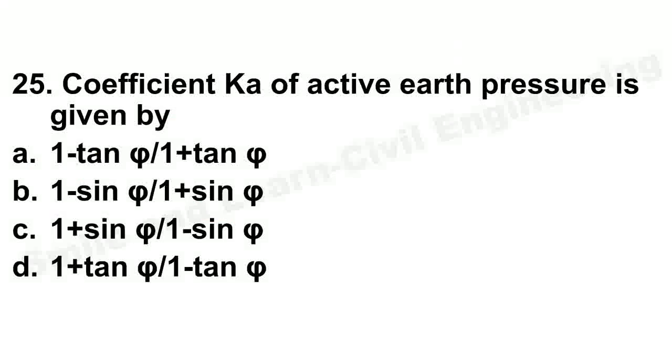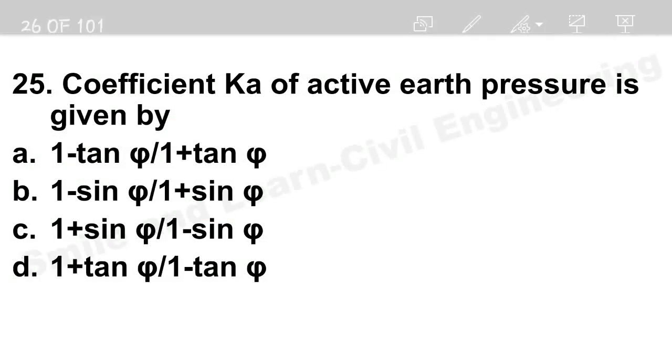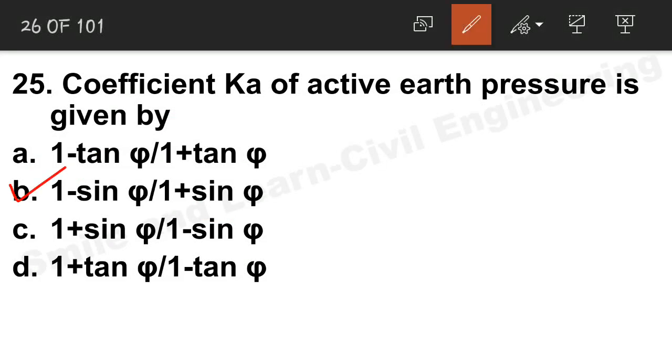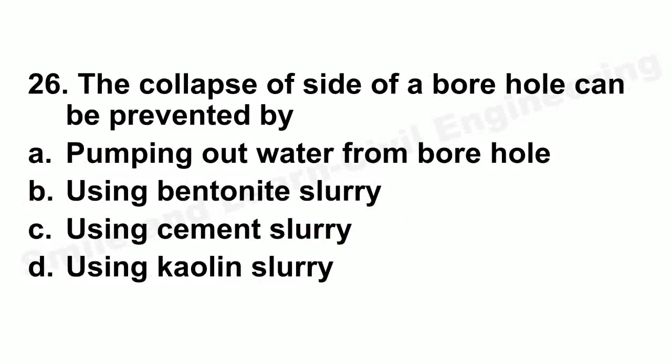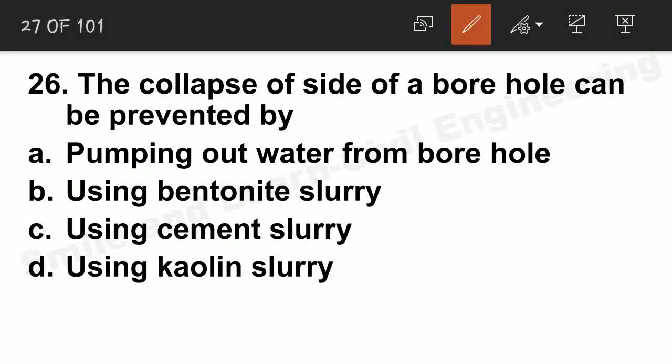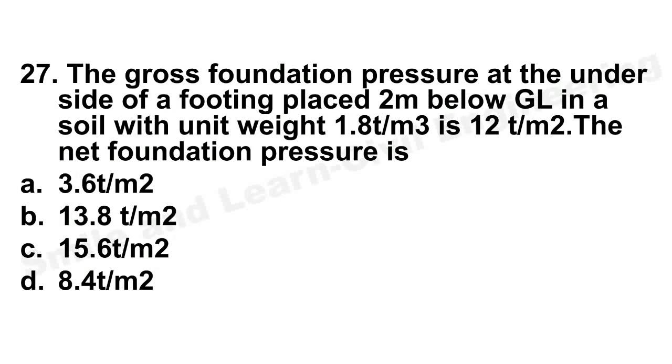Next question, coefficient of active earth pressure, (1 - sin phi) by (1 + sin phi), option B is the correct answer, and (1 + sin phi) by (1 - sin phi) is the coefficient of passive earth pressure. The collapse side of a borehole can be prevented by using bentonite slurry.